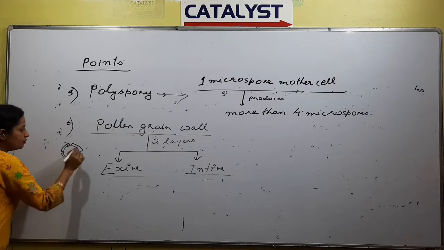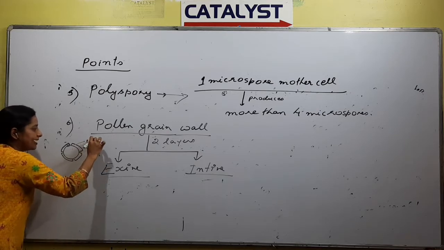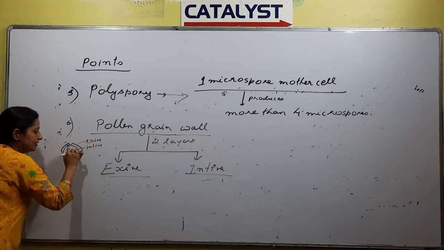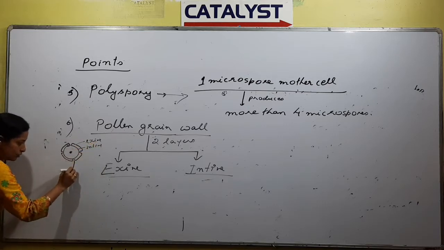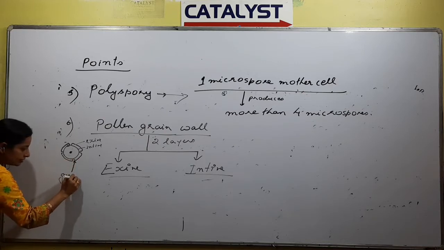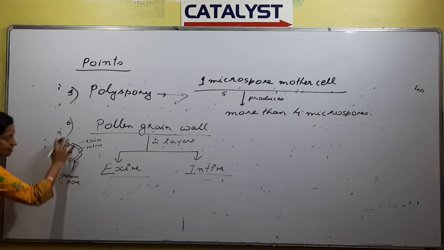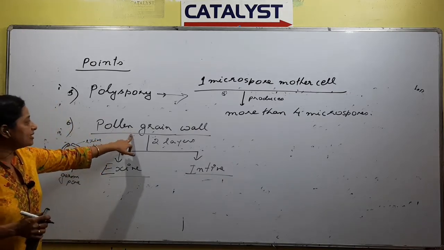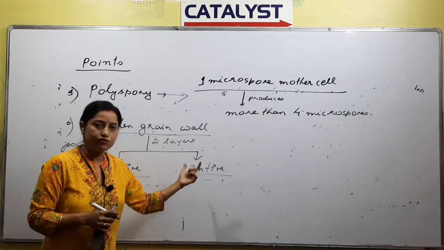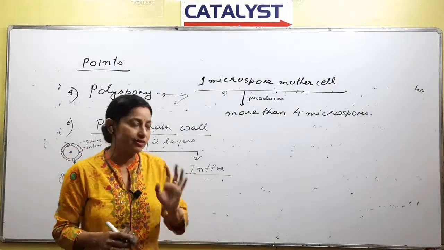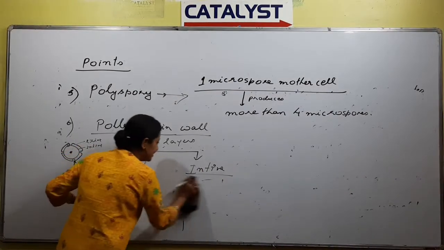if this is a pollen grain, this is the exine, this is the intine, right? And this portion is called the germ pore. This is a specific diagram of a pollen grain. In this case we are discussing the pollen grain wall. It is made up of 2 layers, exine and intine. The outer is called exine and the inner is called intine. Some points about intine and exine.